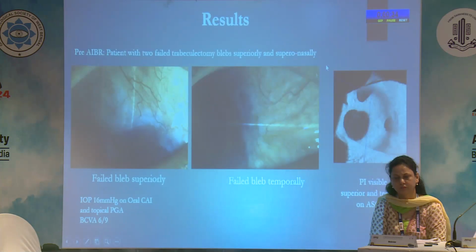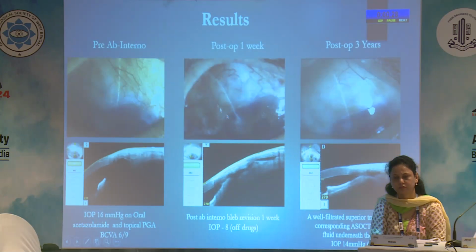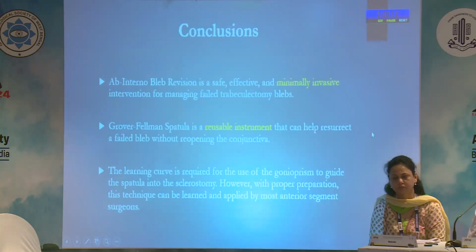Another patient with two previous failed trabeculectomies, superior and superotemporal failed trabeculectomy blebs, and ab interno bleb revision was done. Here we can see the diffuse bleb is maintained, formed at post-op 1 week, and we can see the fluid in the subscleral flap space. At post-op 3 years the fluid is still there and intraocular pressure was 14 mm of mercury without anti-glaucoma medication.